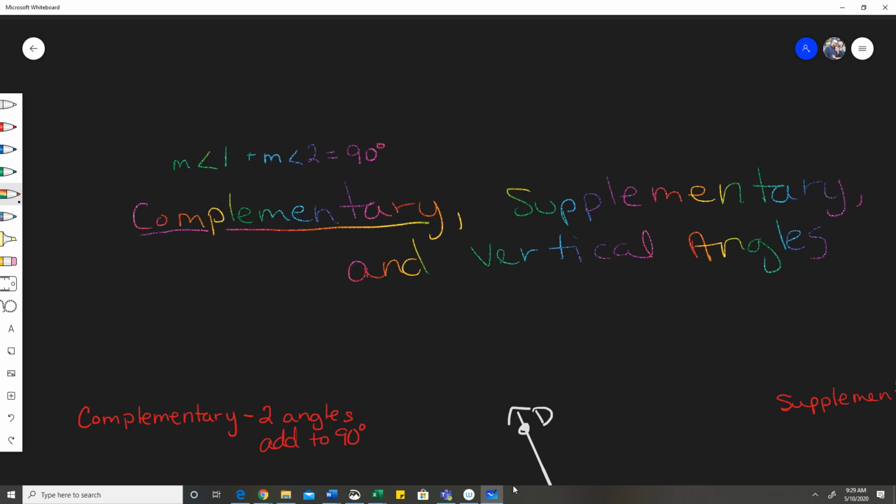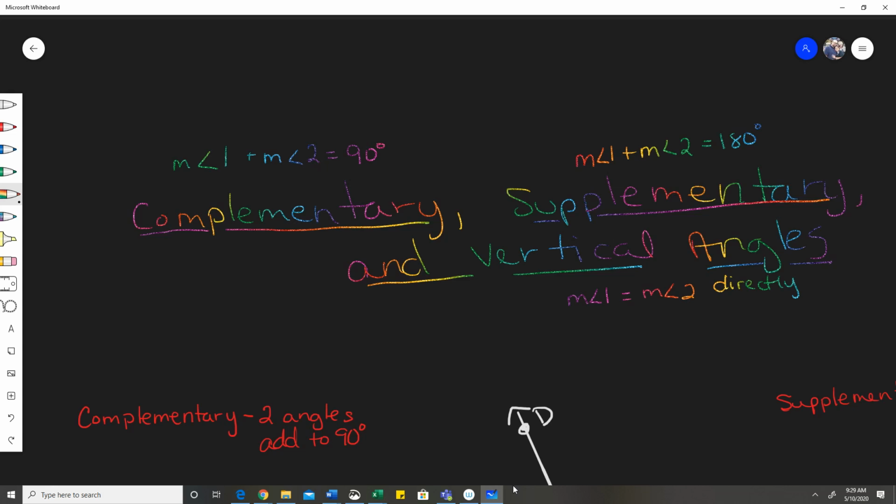Supplementary angles are going to add up to 180 degrees. So if you take the measure of angle 1 plus the measure of angle 2, you're going to get 180 degrees. Okay. And vertical angles are equal to each other. So you'll have the measure of angle 1 is equal to the measure of angle 2 because they are directly across from each other.